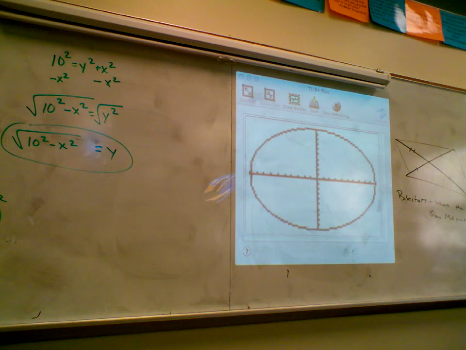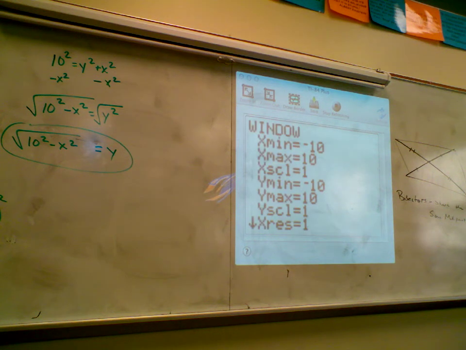Now the reason why it's oval is because the screen on your calculator, is it a square or is it a rectangle? It's a rectangle. So we go into our window, and this is why mine was changed last hour. We change this to like negative 12.5 to 12.5 for x. Then hit graph.